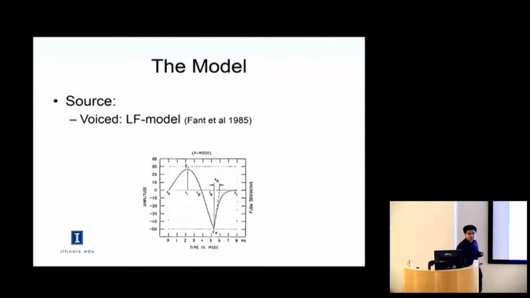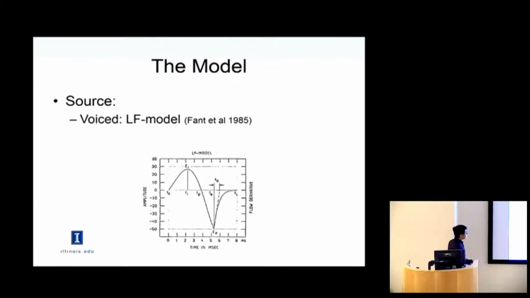This phase corresponds to the glottal cord opening, so this is the open phase. Then here, the derivative becomes negative. That corresponds to the glottal cord closing, returning to a closed state. So this is the glottal return phase. And afterwards, the glottal cord is completely closed. So this is called the glottal closed phase.